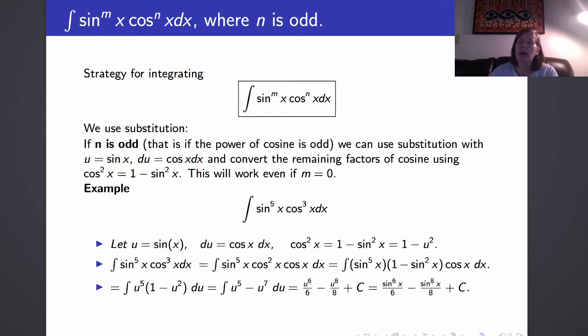So when we've done that, our new integral is the integral of u to the 5 times 1 minus u squared du. And this is pretty simple to calculate. Just using the power rule, we split it up into the integral of u to the 5 minus the integral of u to the 7, and we get u to the 6 over 6 minus u to the 8 over 8 plus a constant. And then replacing the u by sine of x, we get our answer is sine to the 6x over 6 minus sine to the 8x over 8 plus a constant.